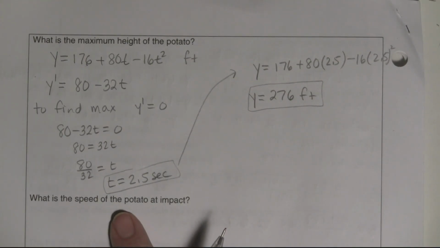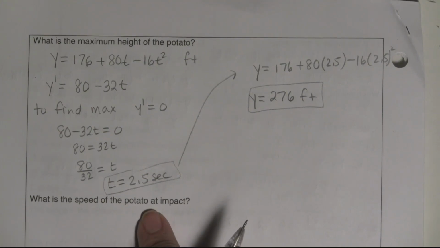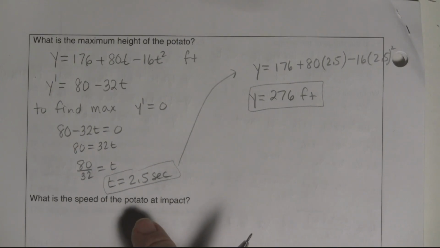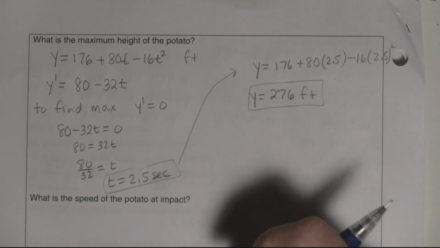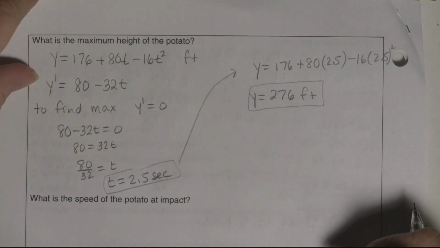So what is the speed of the potato on impact? So we want to know how fast is the potato going when it hits the ground? And so at just the moment it hits the ground, how fast was it going? It's not 0. That's 1 second after it hit the ground. It's 0 is the speed of the potato. And so what is the speed of the potato on impact? Well, how are we going to find that?